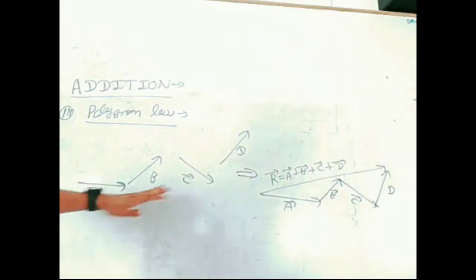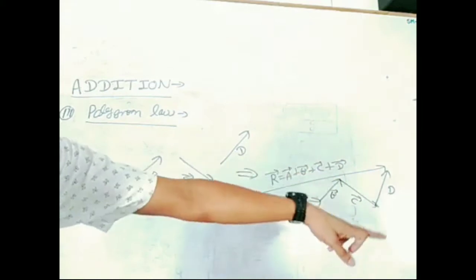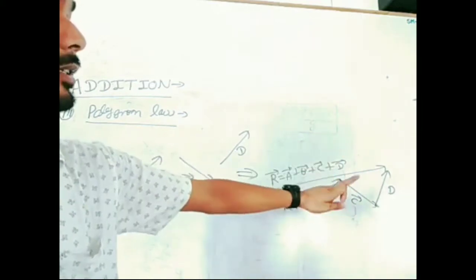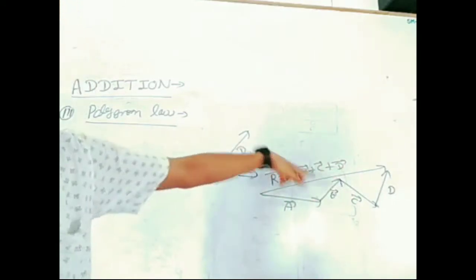Students, this is the polygon law of vector addition, which is similar to the triangle law. Draw the first vector, from the head of A draw the second vector, from the head of the second vector draw the third vector, and so on, and the closing vector from the start of A to the end of D will give the resultant.